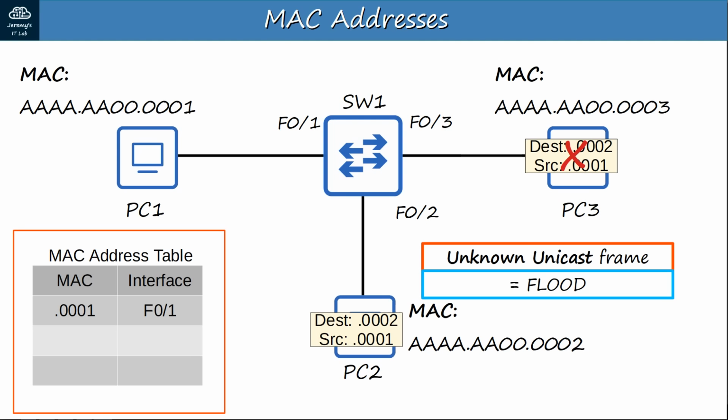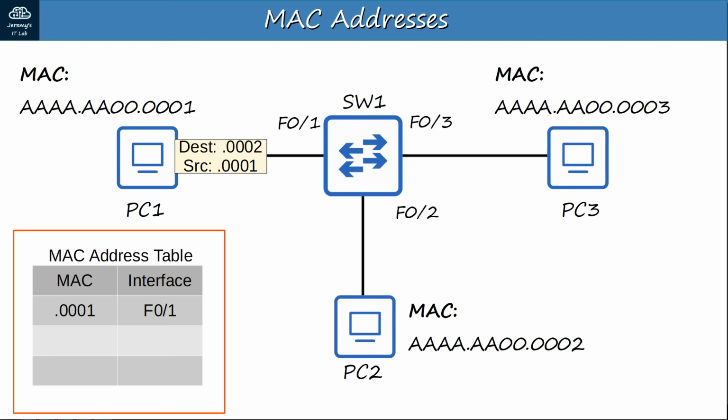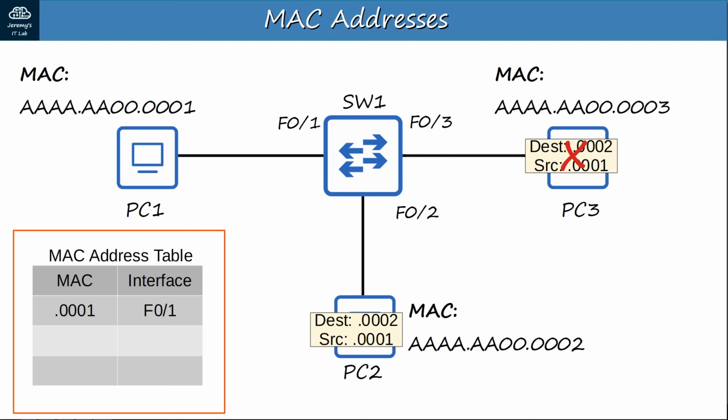Switch 1 never receives a packet from PC2, so it can't learn PC2's MAC address and use it to populate the MAC address table. So let's say PC1 sends another frame to PC2. Once again, it is received by switch 1, and it already knows PC1's MAC address, so it doesn't have to add it to the MAC address table again. However, it still doesn't know where PC2 is, so it once again floods the frame. PC3 drops the frame, and PC2 receives it and processes it normally.